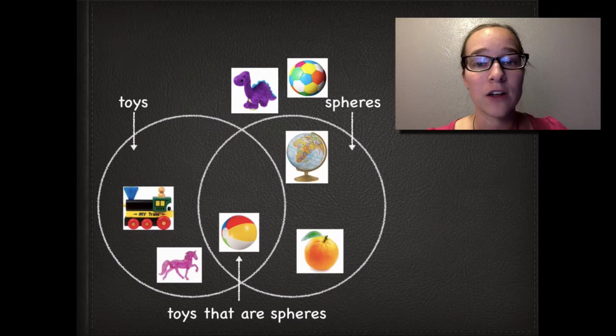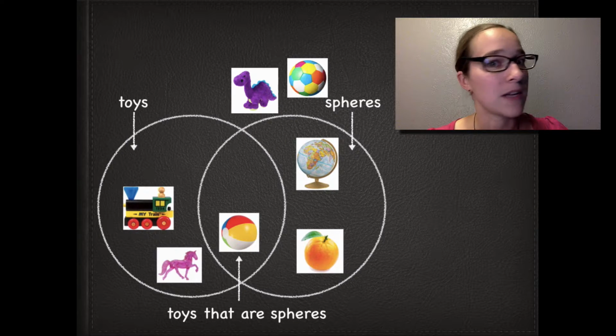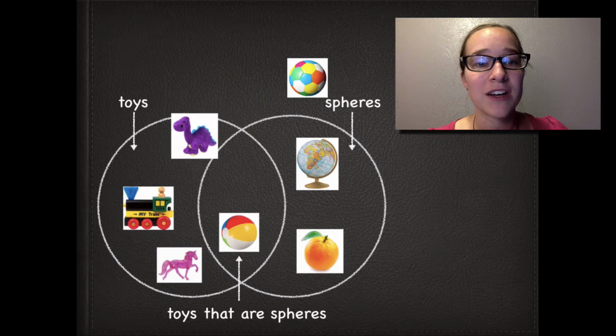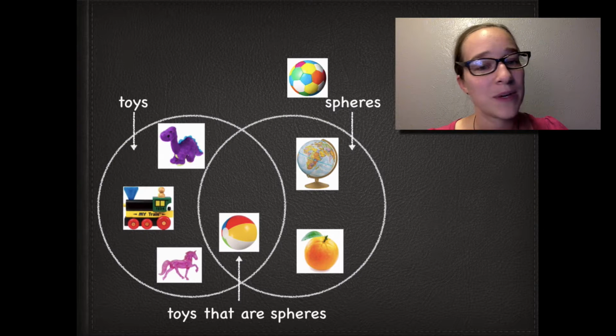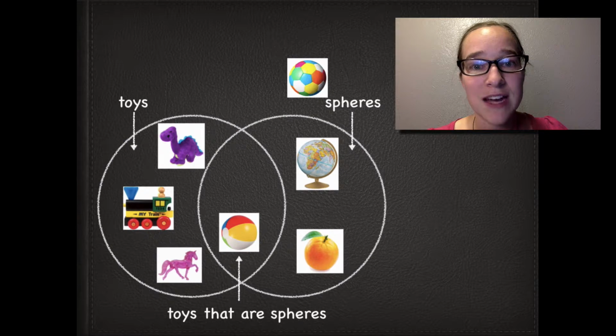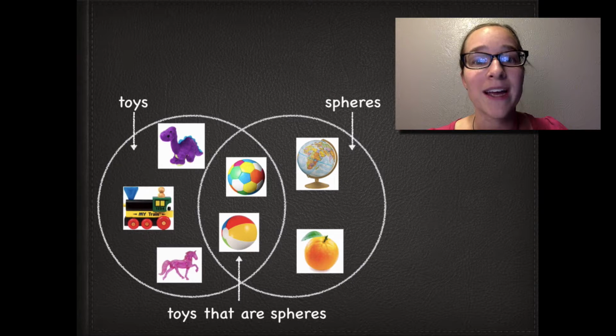Next we have our globe. It's a sphere, but it's not a toy. And then we have a dinosaur. It's a toy, but not a sphere. And finally we have a soccer ball. That is a toy and a sphere, so we'll put it in the middle. Now we've classified all of those objects.